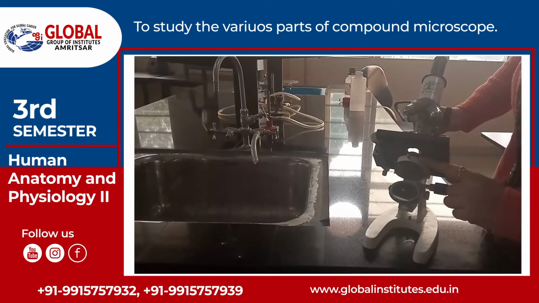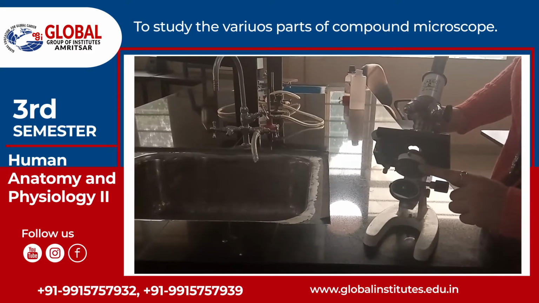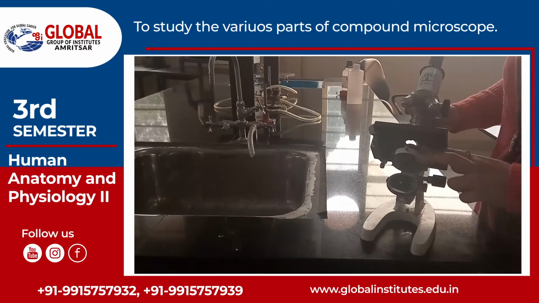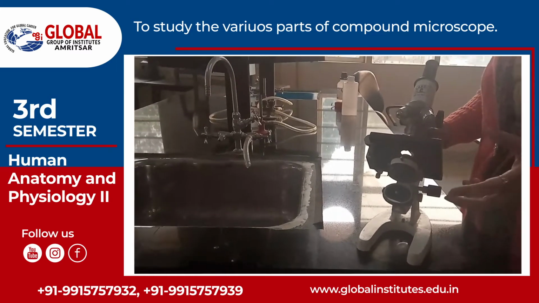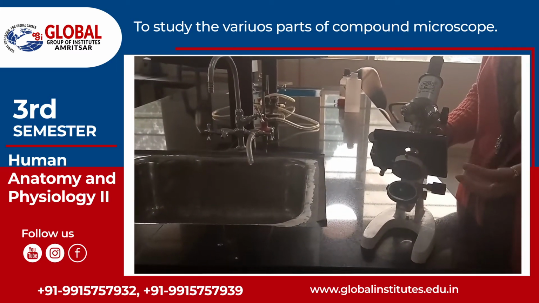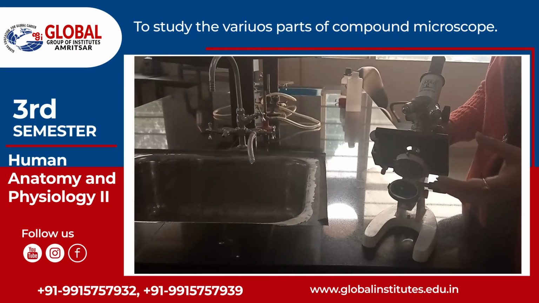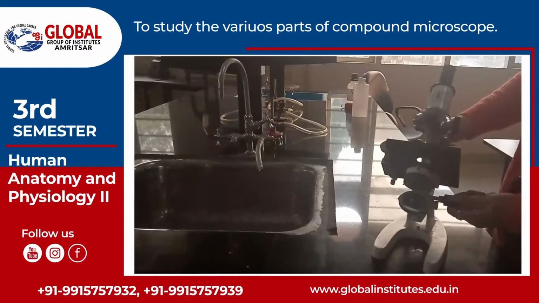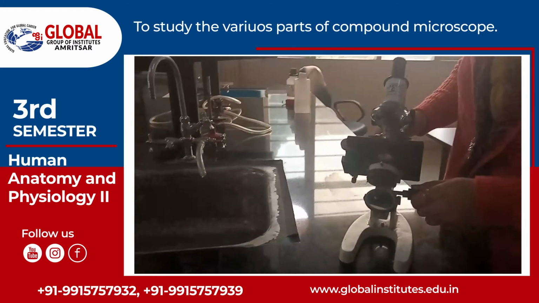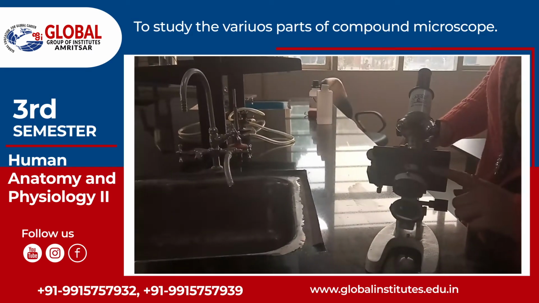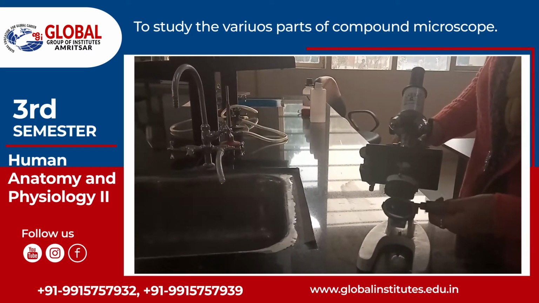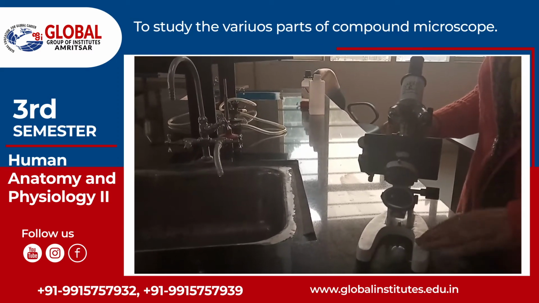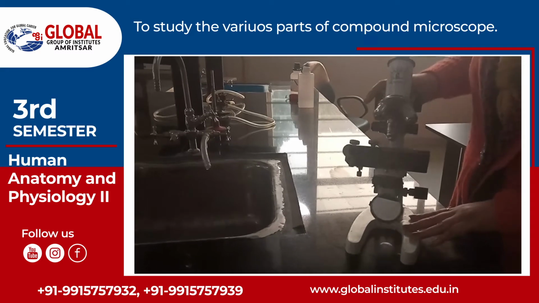So this condenser is attached with this iris diaphragm, and both these two parts, iris diaphragm and condenser, help in concentrating the light and in selecting good quality light to pass through the specimen. So here is the knob which is used to adjust the different positions of the condenser. It helps in the upward and downward movement of this condenser, which further helps in adjusting the light.